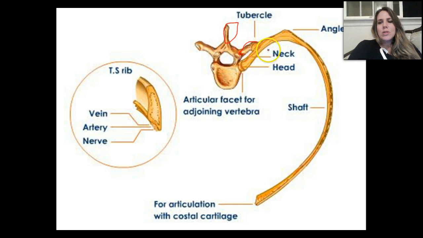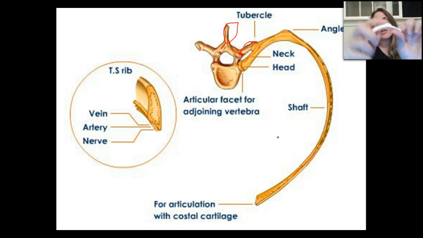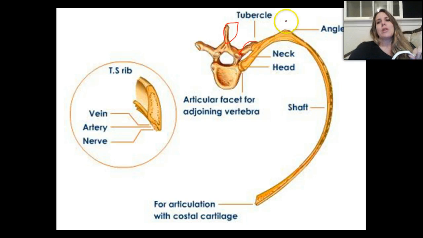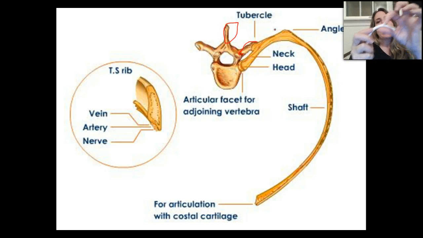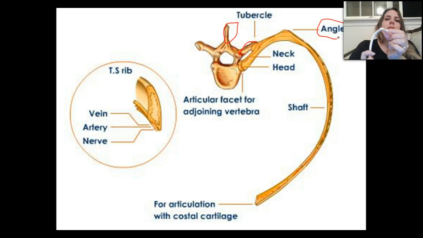Now check it out. So here's your rib, and notice that your rib actually has some features on it. So here's a little bump, and we know that a little bump is called a tubercle, but in this case this bump is very angular, so it's actually called the angle of the rib. Whereas down here where you have this little flat area, this is your tubercle. Here's your head, this is the neck, and this is the shaft. Not too bad, right? And then down here is an area for articulation with the costal cartilage.